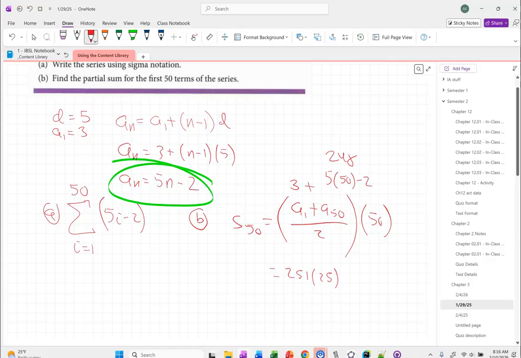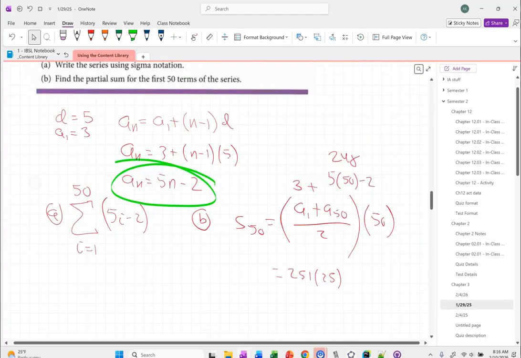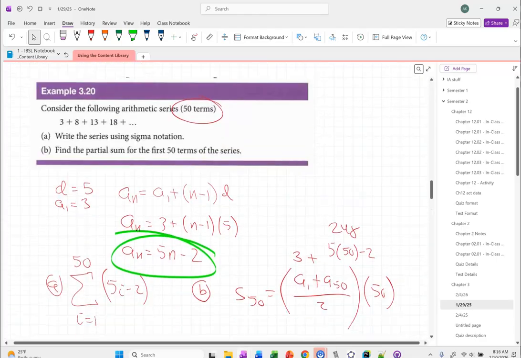But everybody feel okay? This is basically the gist of it. Let's do another example.